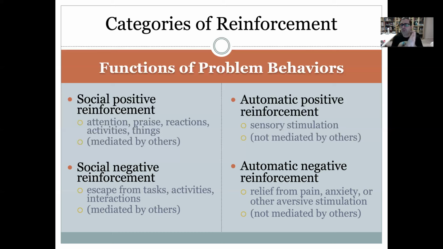So again, problem behavior may be maintained by social positive reinforcement, social negative reinforcement, automatic positive reinforcement, and automatic negative reinforcement. Those four functions of behavior are very important for you to understand. When you read the chapter, try to understand and identify examples of problem behaviors that are maintained by those four functions. This is the most important part of this chapter, and I really want you to understand this really well, right?